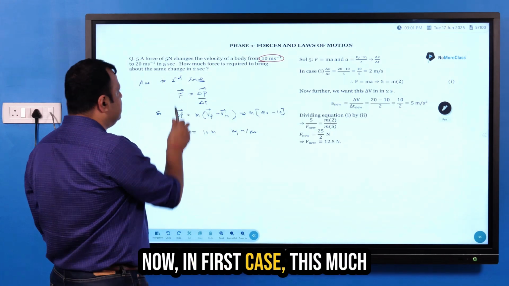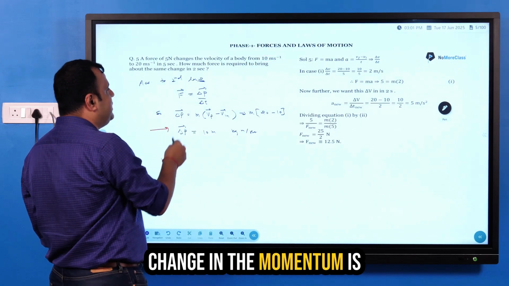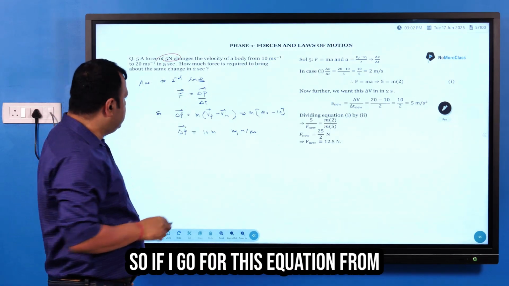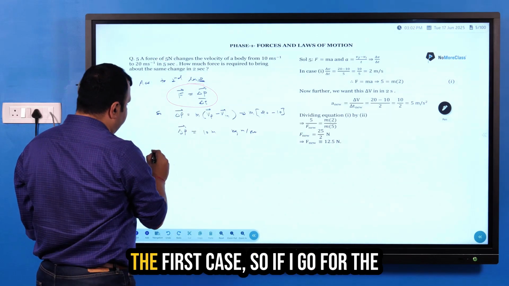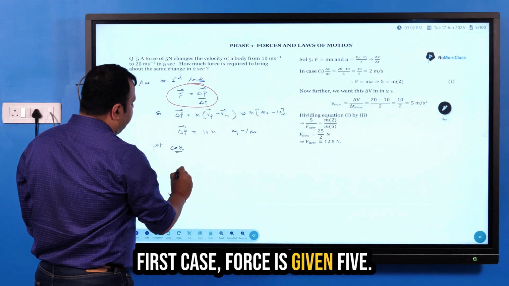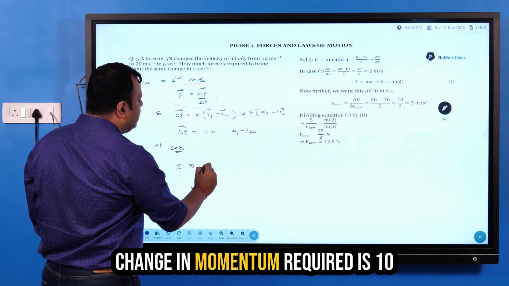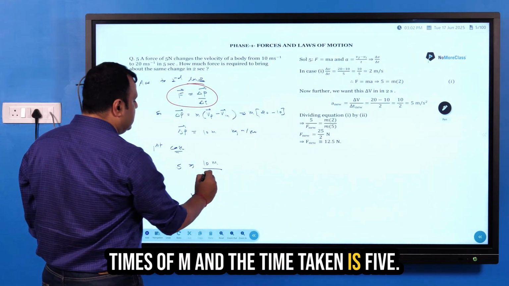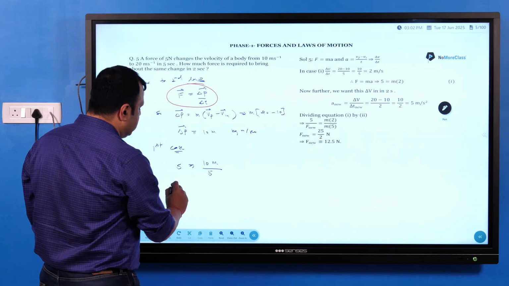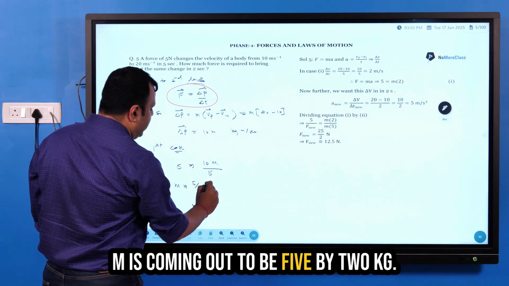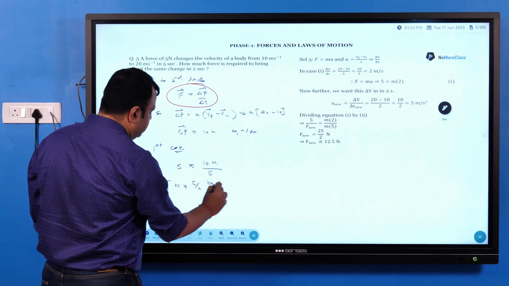Now in the first case, this much change in momentum is happening in 5 seconds, and the cause for that is 5 Newton. So if I go for this equation from the first case, force is given as 5, change in momentum required is 10 times m, and the time taken is 5. So from here, m comes out to be 5 by 2 kg.